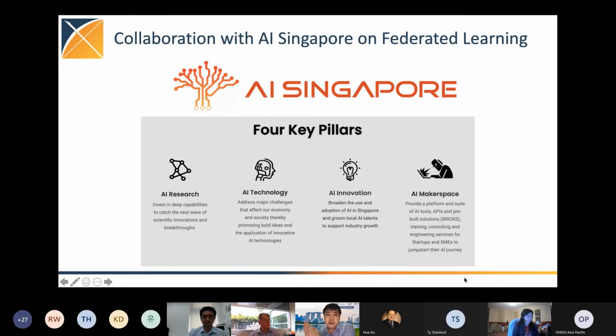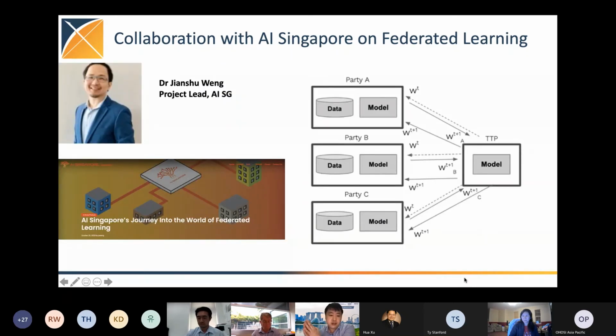One of the things that's happening is that we are now setting up a collaboration with this national initiative called AI Singapore Agency on a Federated Learning Project. Some background about this funding agency: it is part of the Singapore National AI Initiative. Their first phase funding is about 100 million, and second phase, I was told, is about 250 million Singapore dollars. They support things ranging from AI research, AI technology, and all the way to startups. Particularly, the technology we are working with them on is called federated learning.